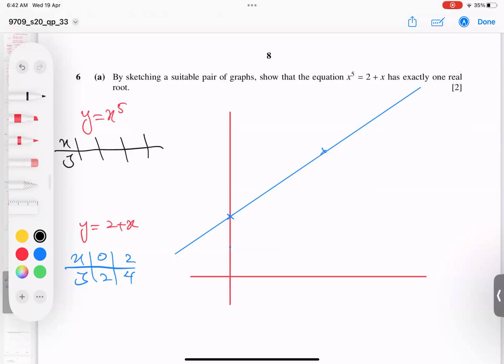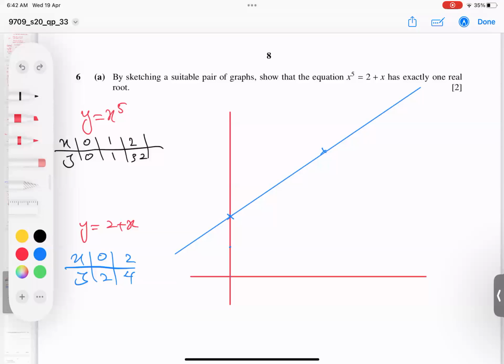Okay, when x is 0, I get 0. I put 1, I get 1. 1 to the power 5 is 1. I put 2, I get 32. I put 3, and I get a huge value. 3 to the power 5 is 243. It's a huge value, so I think I can take it.